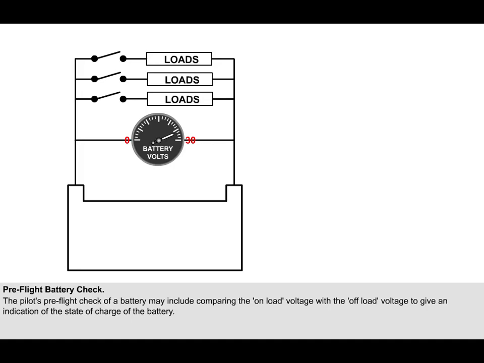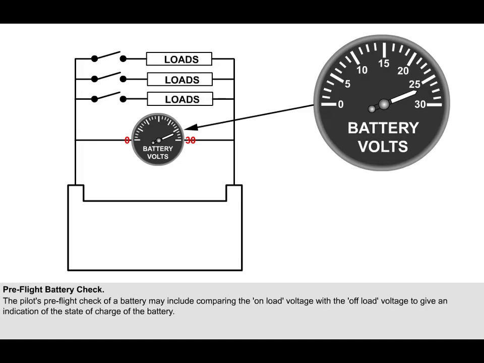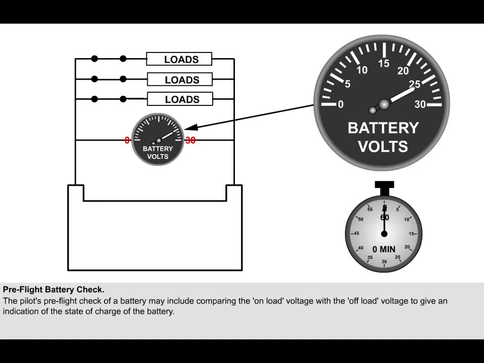The pilot's pre-flight check of a battery may include comparing the on-load voltage with the off-load voltage to give an indication of the state of charge of the battery. If the battery is not supplying any load, then it will show its off-load voltage. If the battery is then loaded up by switching on selected loads and the voltage is maintained, then the battery is in a good state of charge. If the voltage falls below a stated value within a time limit determined by the manual, then the battery is in a low state of charge and should be replaced.